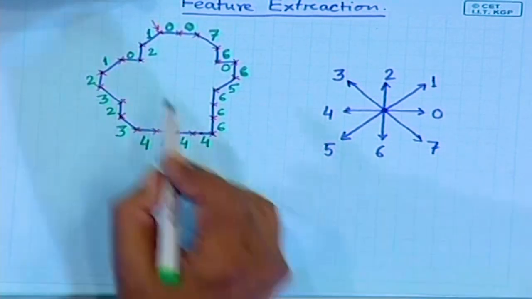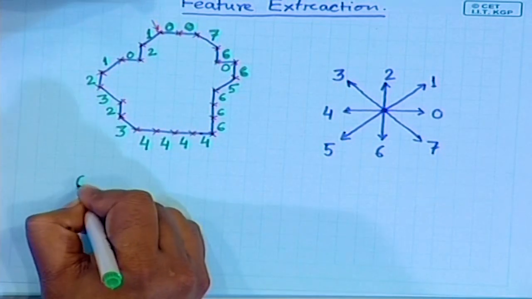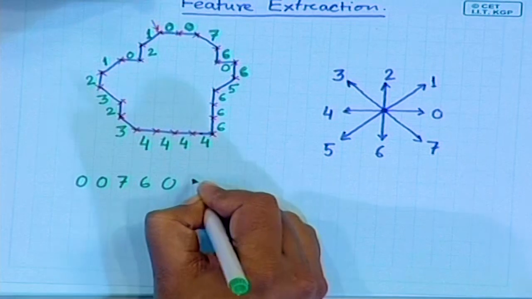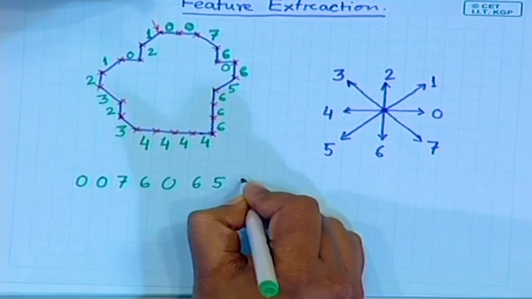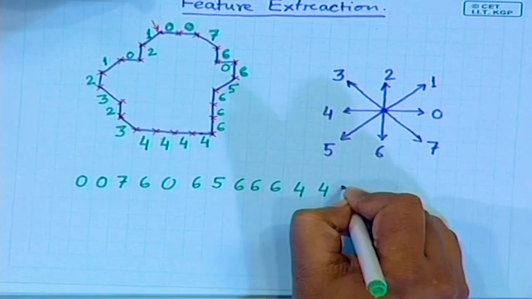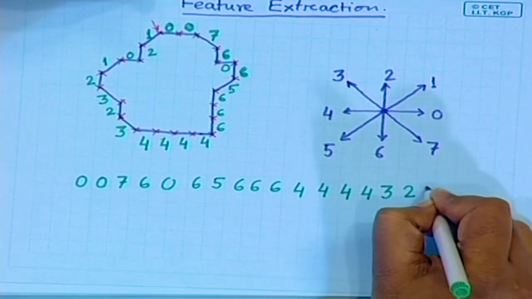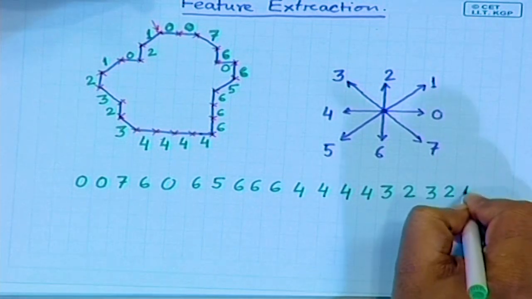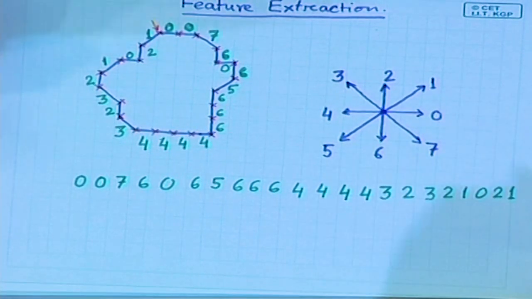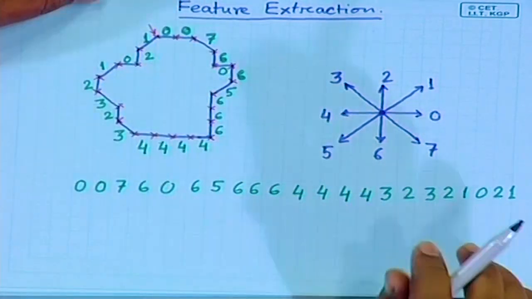Okay. So, starting from my starting point, the entire chain code becomes 0, 0, 7, 6, 0, 6, 5, 6, 6, 6, 4, 4, 4, 4, 3, 2, 3, 2, 1, 0, 2, then followed by 1. Okay. So, this becomes the chain code which represents a given boundary like this.